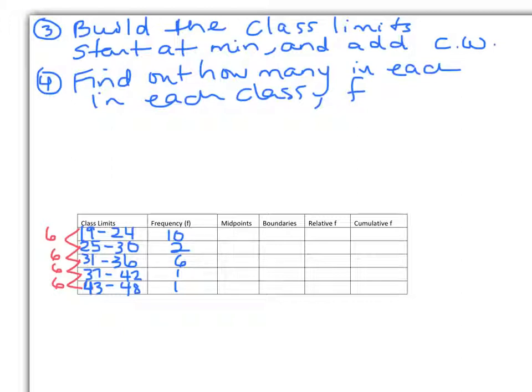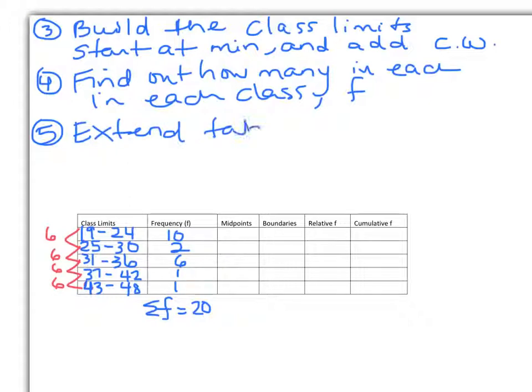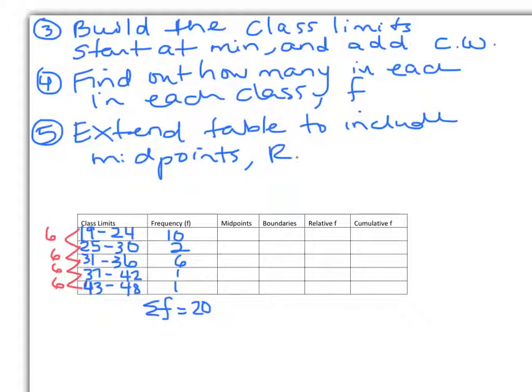And a quick check is if I take this, the sum of all the frequencies should be 20 because there were 20 pieces of data. So then our last step is really to extend our table. Right now we have a basic frequency table, but we extend our table to include our midpoints, and I'm going to fill them in a second, our relative frequency and our cumulative frequency. And I'll show you those.